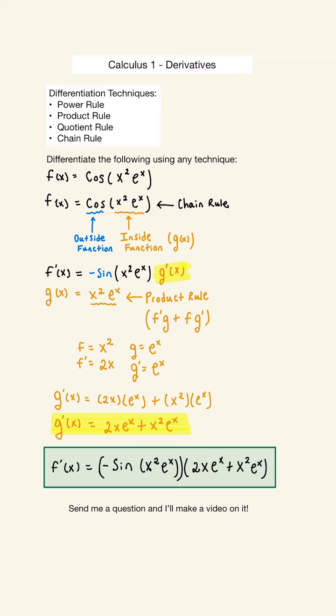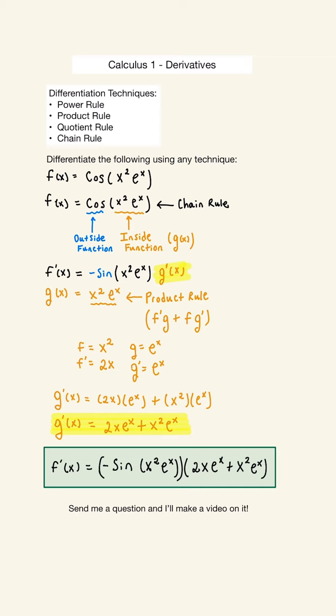And this is going to lead us to believe that our technique that we should use is the chain rule. So when processing through the chain rule, we know that the first step is we'll have to take the derivative of this outside function. So the derivative of cosine will be negative sine. The second step is we'll leave this inside function alone. So we'll leave x squared e to the x. And then the last step is we'll take the derivative of this inside function. And we'll call this inside function g of x.